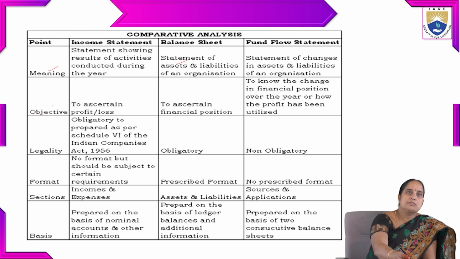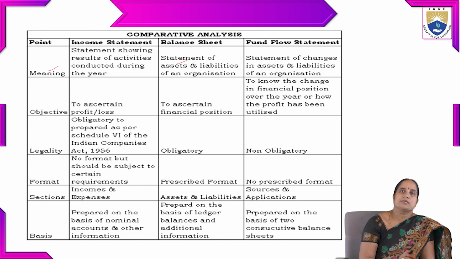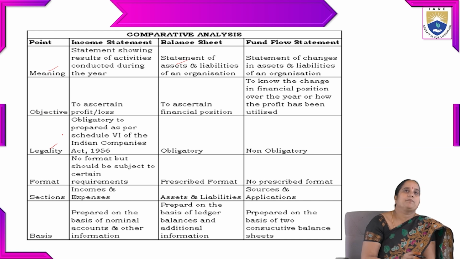Then the second basis is objective. The income statement's objective is to ascertain profit or loss, whereas the balance sheet ascertains financial position, and the funds flow statement is to know the change in financial position over the year and how the profit has been utilized. Then the third basis is legality.